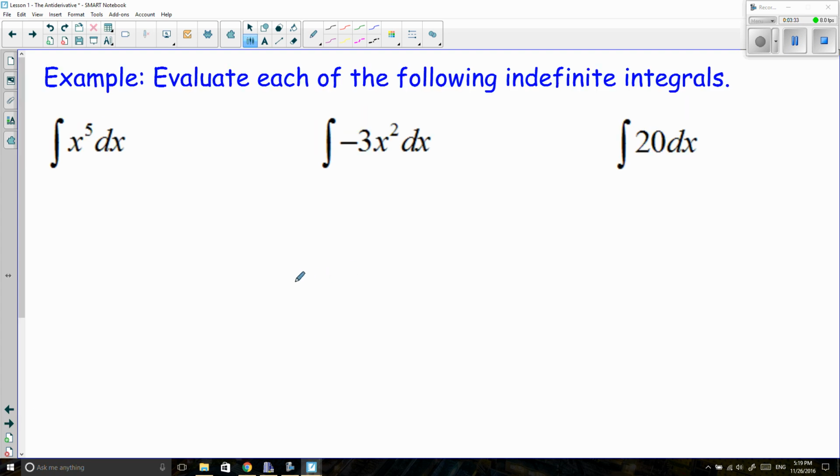Okay, so let's look at some questions in here. Evaluate each of the following indefinite integrals.